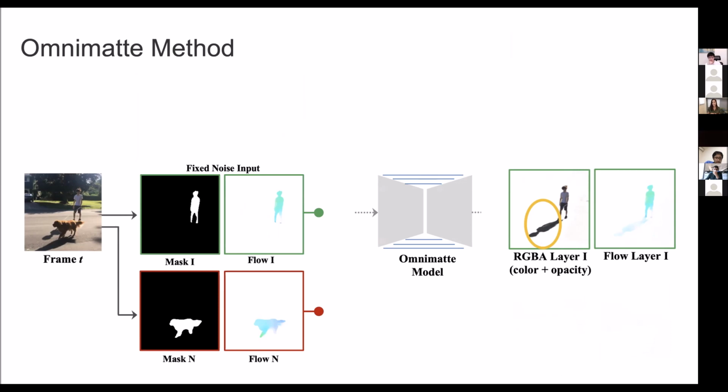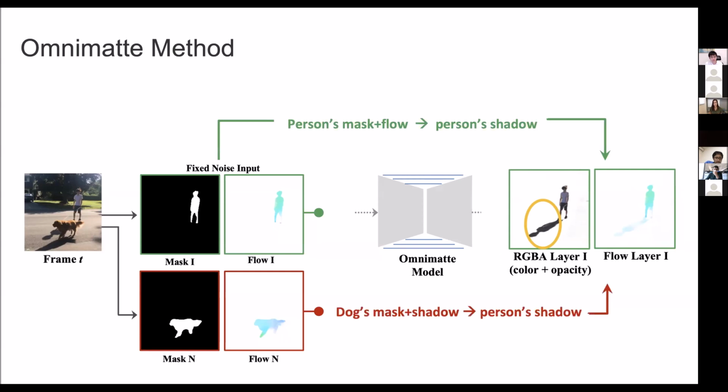Recall also that we assumed that the background is static, so the network cannot place this shadow in the background layer. It must place it in the object layer. So it has the option of predicting this shadow from the person's input, the person's mask and flow, or it can predict it from the dog's input. And it has to do it consistently over the entire video.